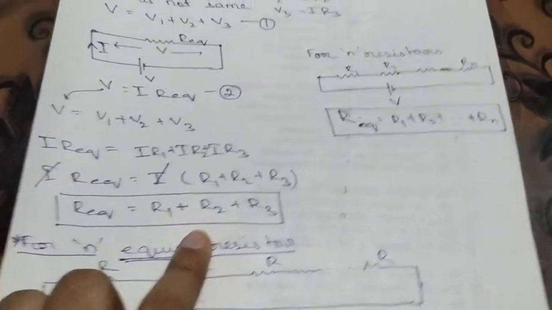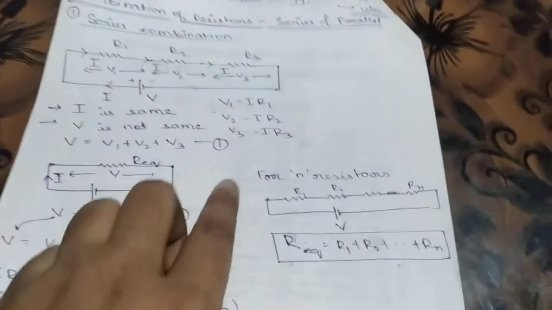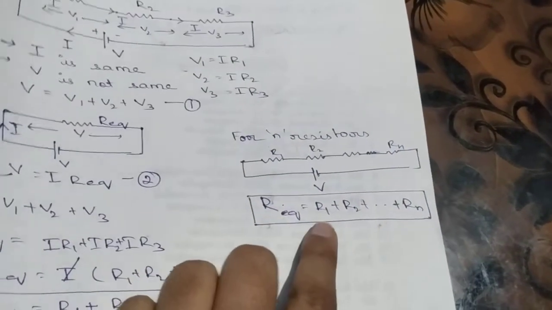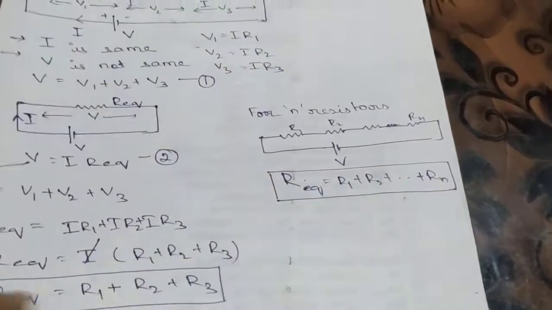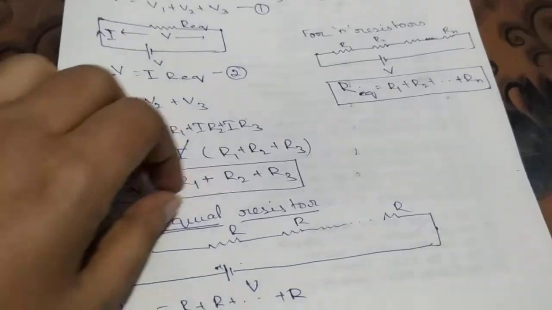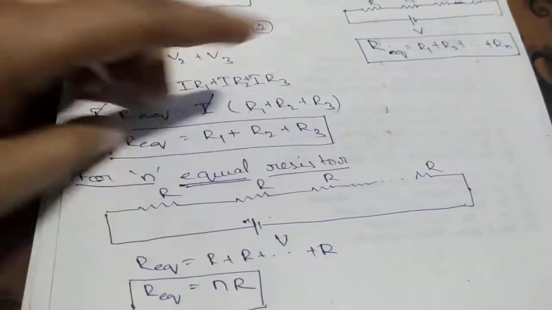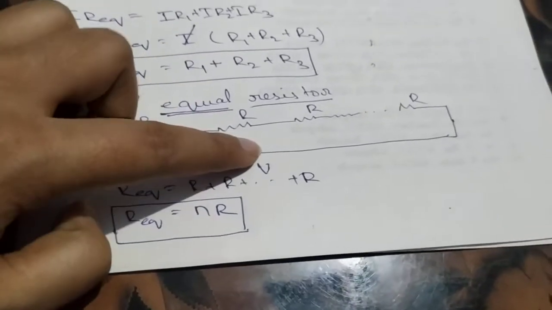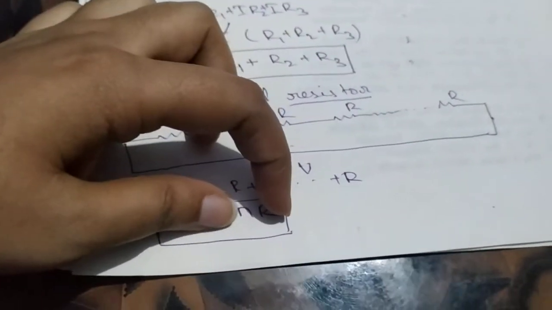Now suppose there are n such resistors. Here only 3 are there. Now suppose there are n such resistors, then Req will be equal to R1 plus R2 plus R3 in this way till Rn. Now suppose all the resistors are of equal value R, then what will be the answer? Req will be R plus R plus R, till how many times? N times. So if we add it, we will get N into R.